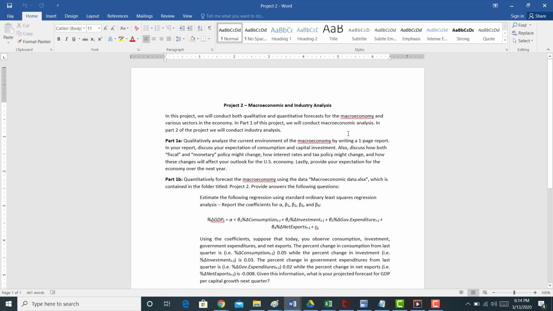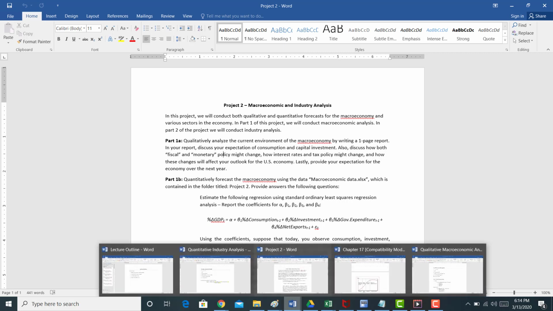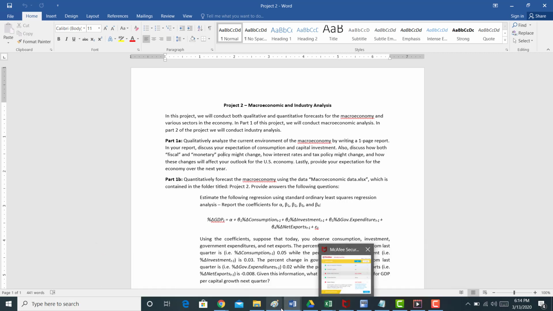In Project 2, you're going to write a one-page report, and in that report, you're going to discuss fiscal and monetary policy, how those policies might change in the upcoming year, and what your expectation for consumption and capital investment is, and how it's going to overall affect the economy. Okay, so that's the objective, to write a one-page report. In this video, we're going to talk about some qualitative macroeconomic analysis.